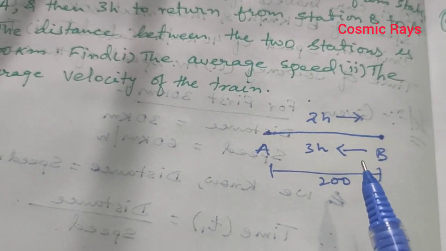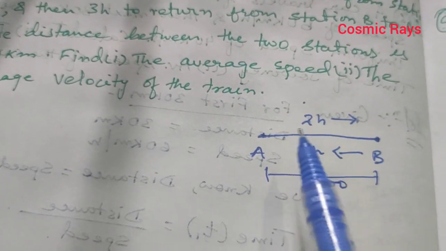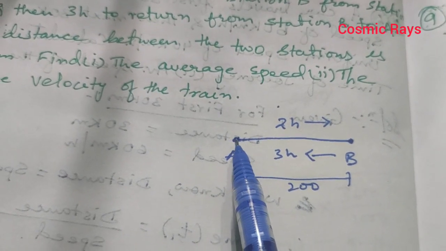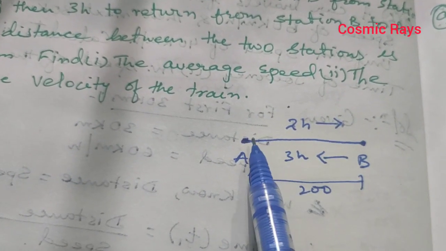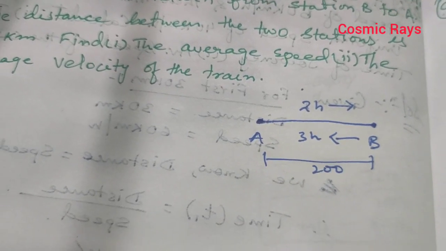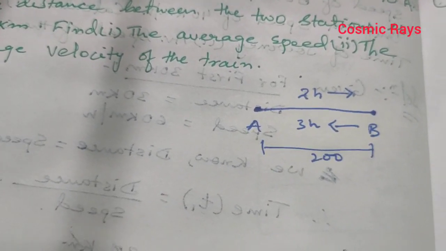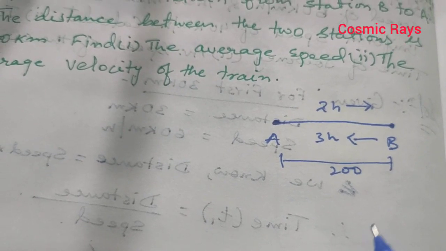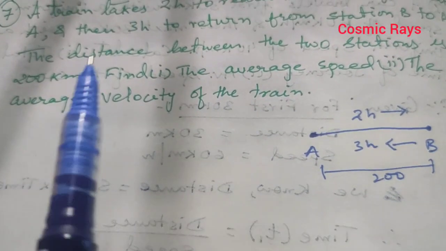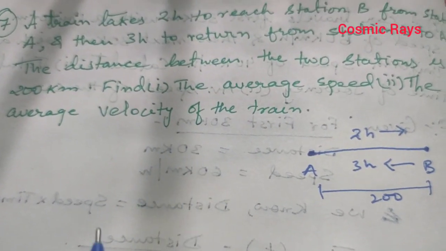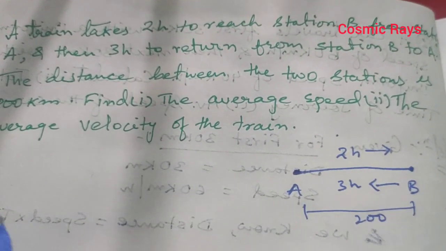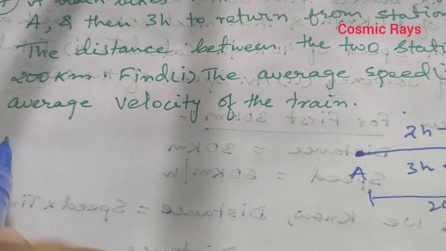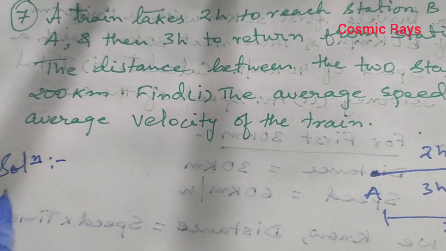But for the average velocity, please see here that the train is starting from point A and it's going to point B and then again coming back to point A. So therefore the displacement is 0. There is no displacement. That is why the second part of the question, the average velocity of the train, will be 0. The reason is there is no displacement. So let's solve it.